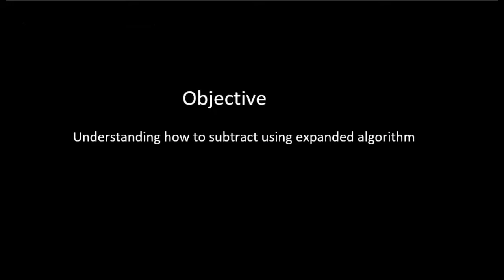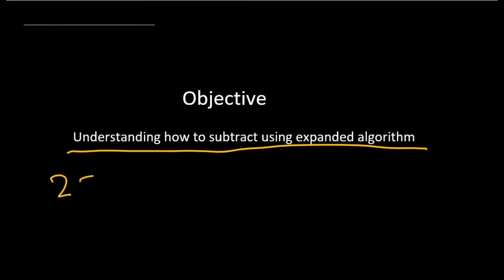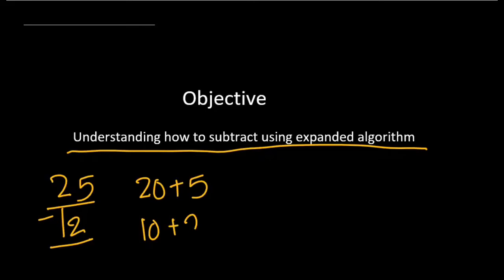Our objective for today is understanding how to subtract using expanded algorithm. So that basically means, let's take 25 minus 12 as an example. First, we write each number in expanded form. So 25 would be 20 plus 5, and 12 would be 10 plus 2.